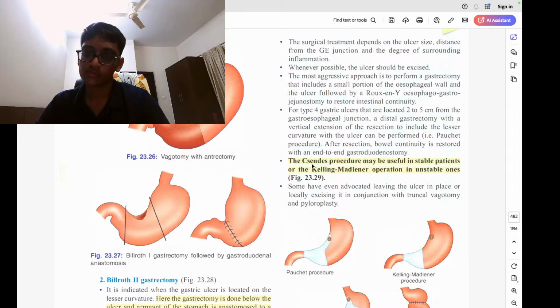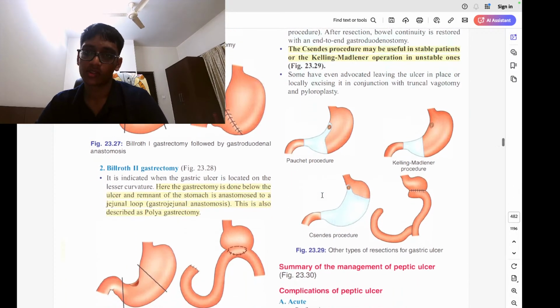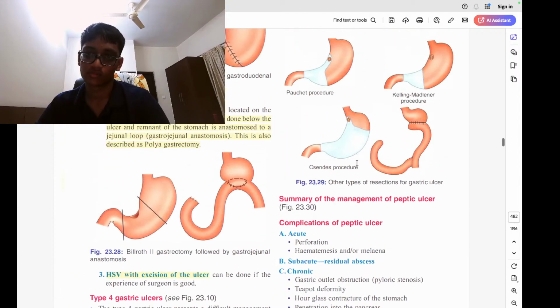Csendes procedure may be used in a stable patient. Kelling-Madlener operation in unstable ones. Some have even not resected, leaving the ulcer in place or locally excising it in conjunction with truncal vagotomy and pyloroplasty. Csendes procedure, Kelling-Madlener procedure, Pauchet procedure. Very much important.